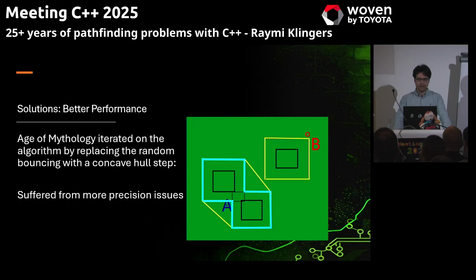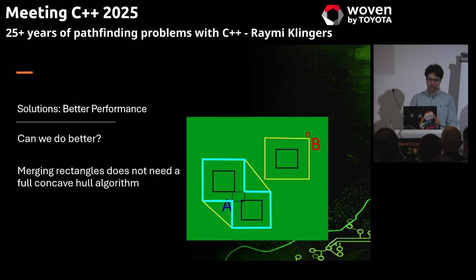And that solves the problem. You don't have to randomly bounce anymore. You can just follow the concave hull. But it unfortunately also suffered from precision errors, because it was again geometry, and it again relied on perfect precision. So now that algorithm had two phases where it could go wrong, and the community already knew that the pathfinding in Age of Mythology was more likely to get units stuck than in Age of Empires 2.